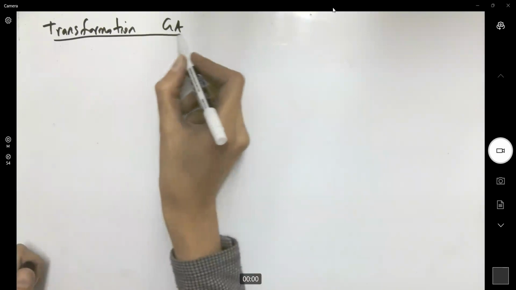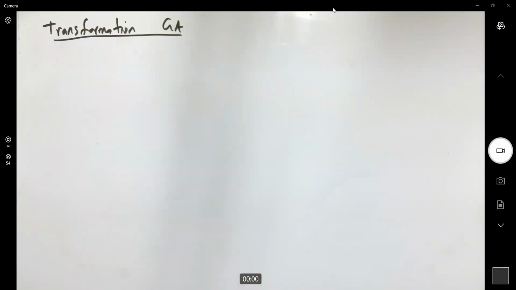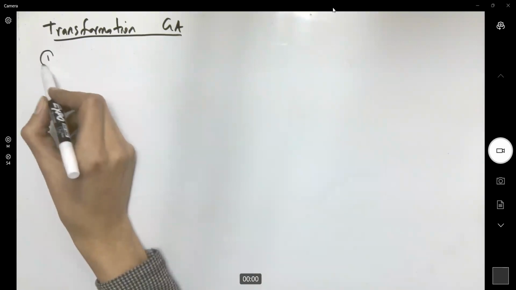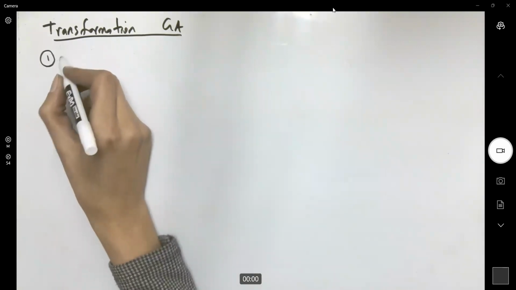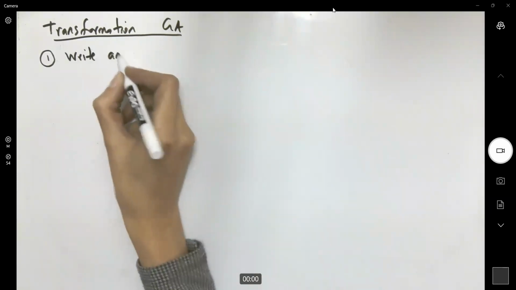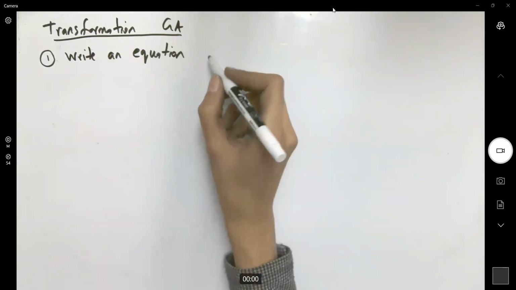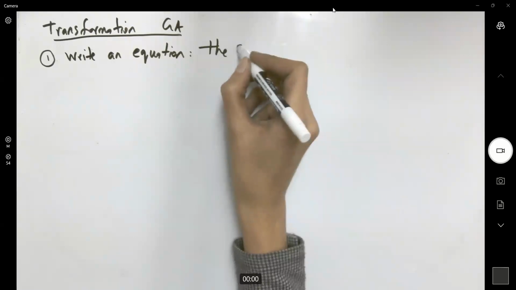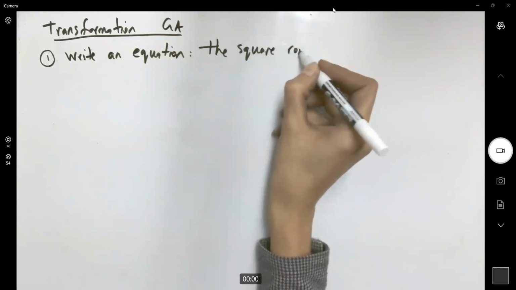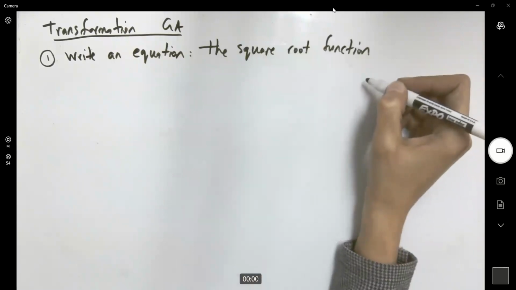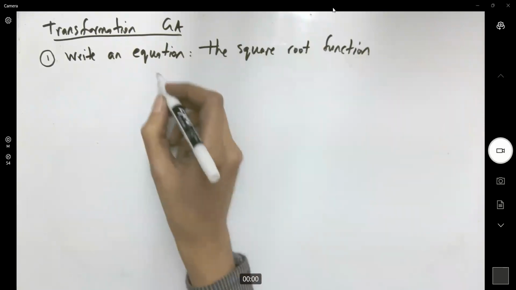So transformation group activity, GA. In this group activity, they had the following as the transformation questions. For example, one of the questions was question 1, saying write an equation that gives us the square root function, which is shifted 4 units upward.